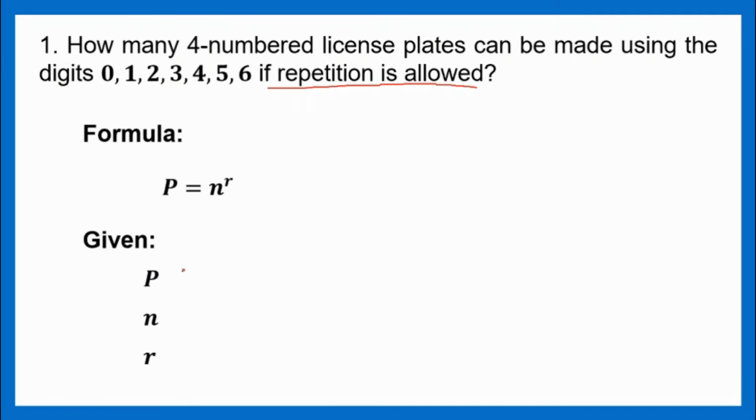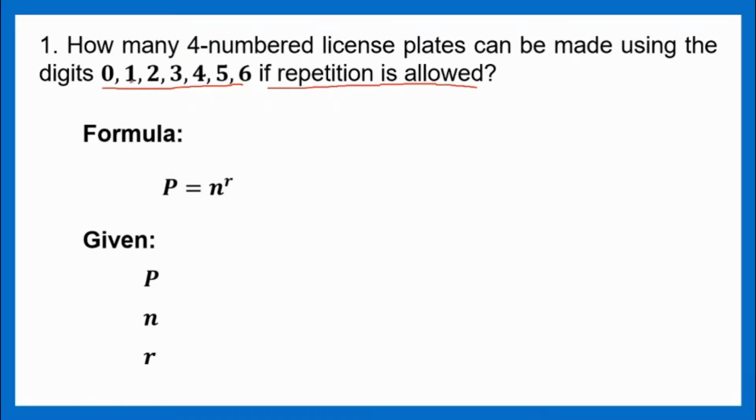Yung P, laging question mark naman kasi siya yung hinahanap natin. So, yung N, eto. Kasi dito yung magmumula yung 4-numbered ordered plates. Again, kung saan magmumula yung 4-numbered ordered plates, yun yung N natin. So, ilan ba to? 1, 2, 3, 4, 5, 6, 7. So, ibig sabihin, ang N natin ay 7.